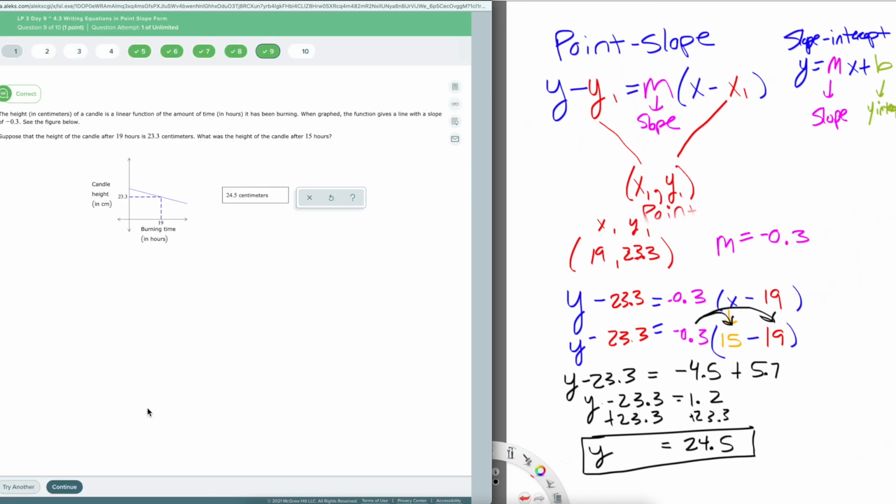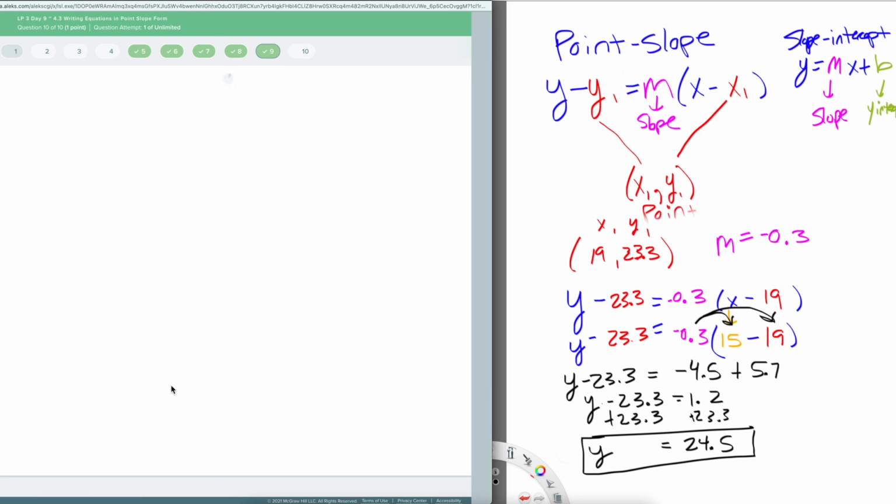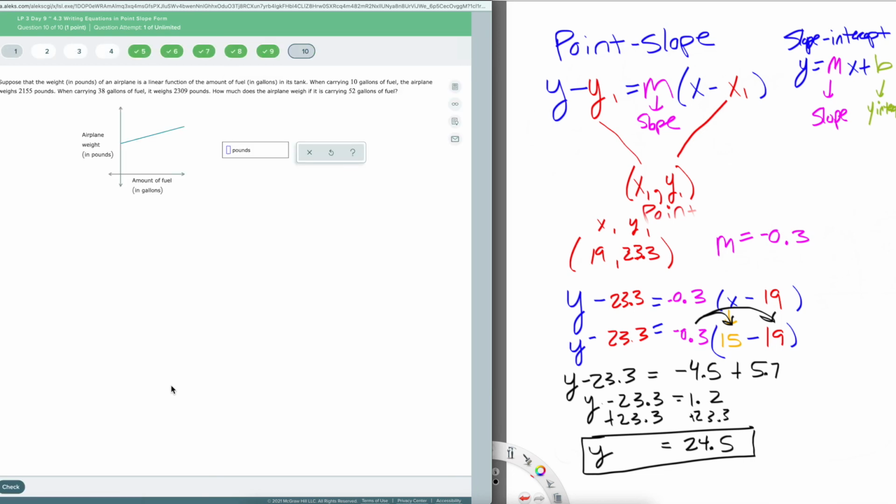All right, suppose the weight in pounds of an airplane is a linear function of the amount of fuel in gallons in the tank. So again, all this means is we have a relationship between the weight of a plane and the amount of fuel we put in the plane because that weighs more. So the more fuel I have in the plane, the more it's going to weigh, right? Hopefully we can make that connection. We're just thinking of these two quantities and how they affect each other. So now we have the amount of fuel in the plane and the weight of the plane.